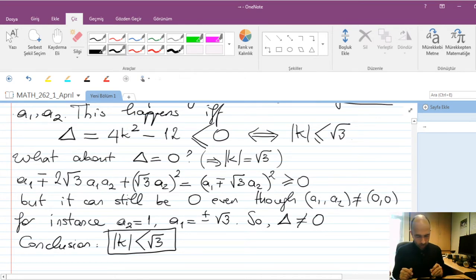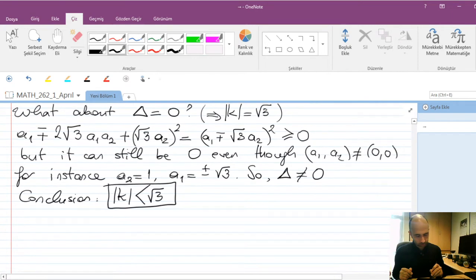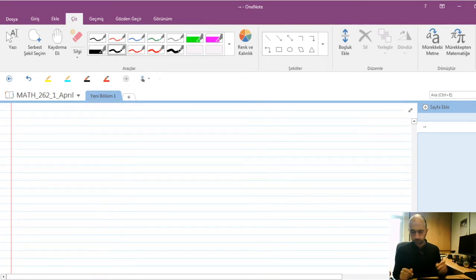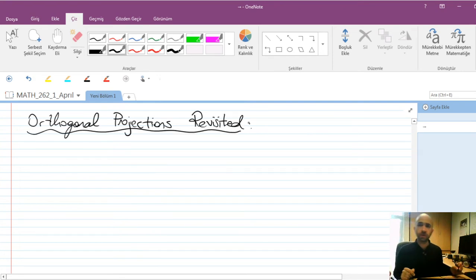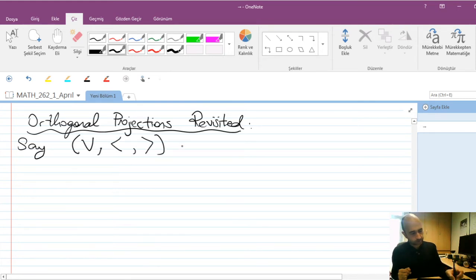Okay, so let's do something a little bit different now. Let's think about orthogonal projections. Let's revisit this. We discussed this in the lecture notes, but it's very geometric, and I think I should sort of draw some pictures. Say you have V together with an inner product. This is an inner product space.